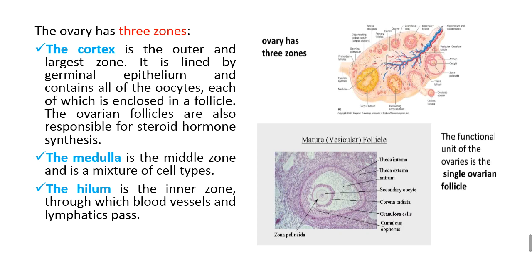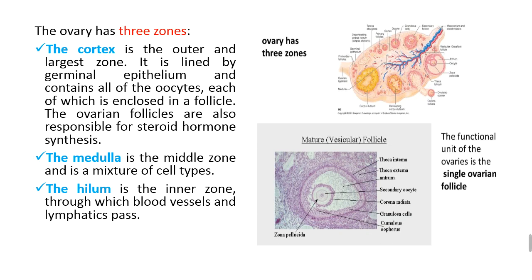The ovary has three zones. First is the cortex, which is the outer and the largest zone. It is lined by germinal epithelium and contains all the oocytes, each of which is enclosed in a follicle. The ovarian follicles are also responsible for steroid hormone synthesis.